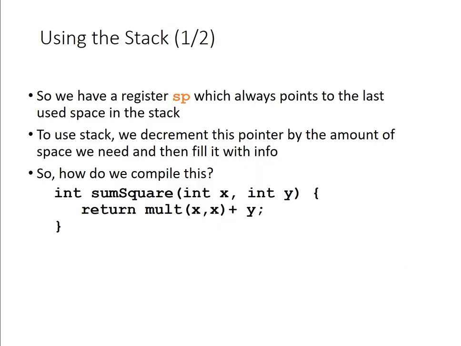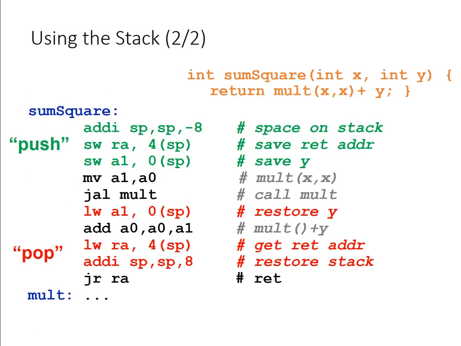Okay, so let's look at another example. Let's say we had a subroutine, which inside of that subroutine also called another subroutine. This one called sum square calls a multiply function inside of it. So again, notice similar structure. Once we're inside the subroutine, we're pushing values onto the stack, and at the end we're popping them off.